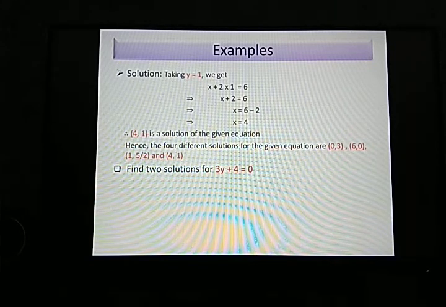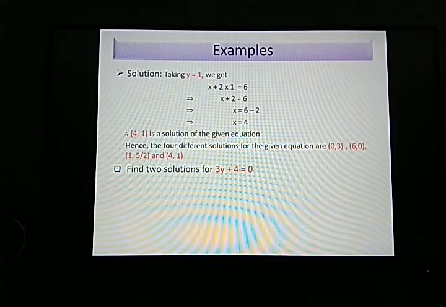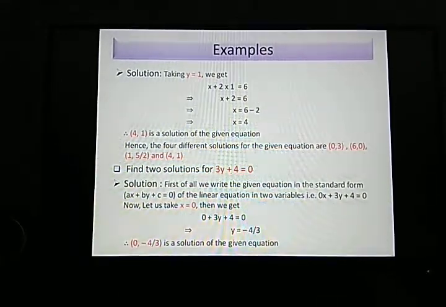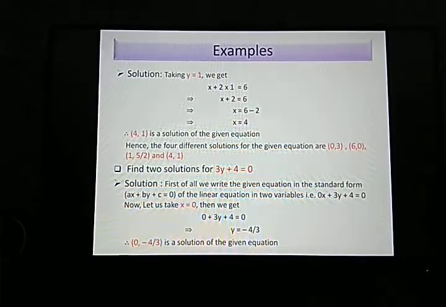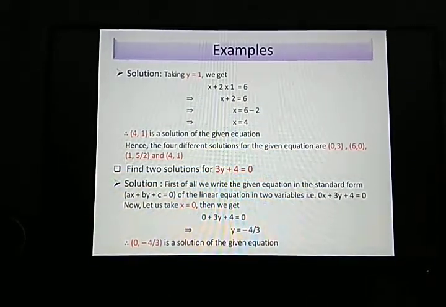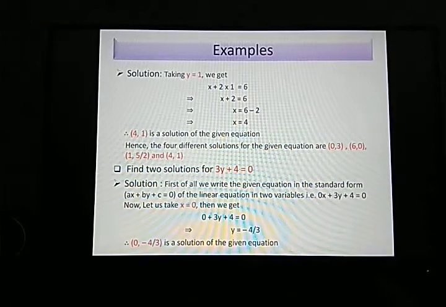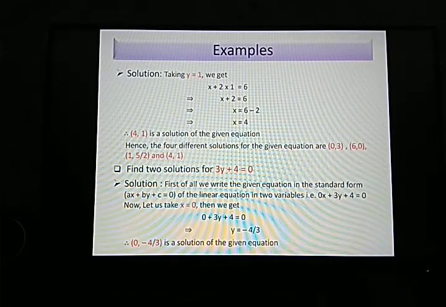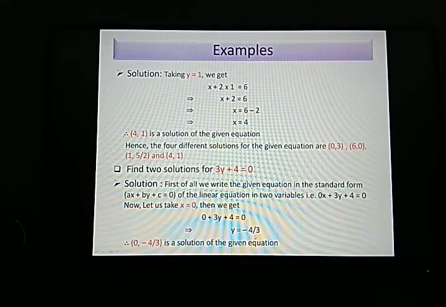As we know, whatever equation is given to us, it should be in the form ax plus by plus c equals 0. So we'll write it in that form. If we write it in that form, the equation becomes 0x plus 3y plus 4 equals 0. Now it is in the standard form. So we can now start using the same method of assumption. First of all, we'll take x equals 0. And if we take x equals 0, we get y equals minus 4 by 3. So (0, -4/3) is a solution of the given equation.